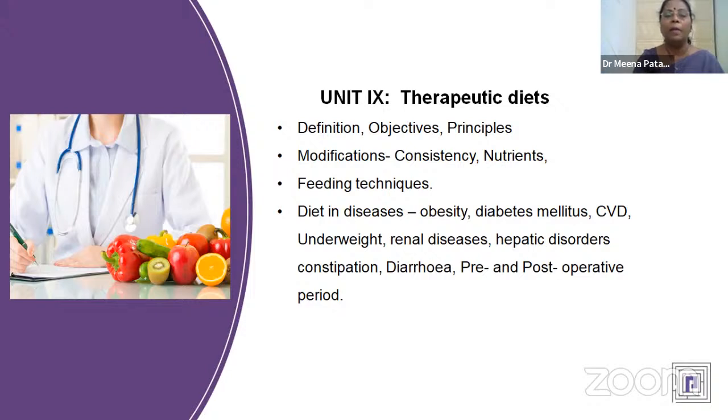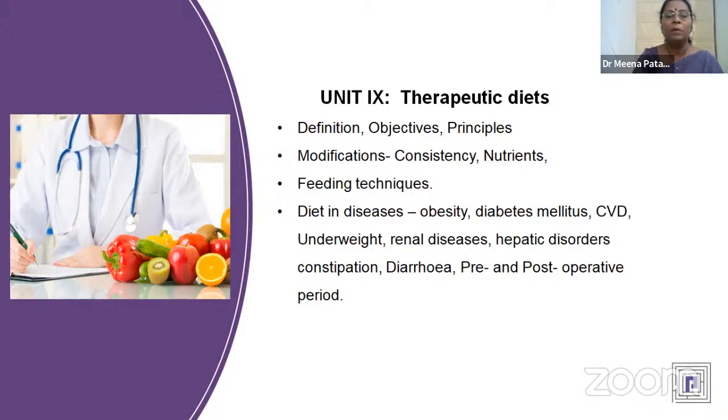For example, you alter the consistency, you can alter the nutrients, and you can alter the feeding techniques also. Consistency means a soft diet, a semi-solid diet. Now, nutrient modifications can be a low sodium diet, a low fat diet or a high protein diet or a low protein diet. That is modification in nutrients. Now, feeding techniques, those studying nursing will know that it can be tube feeding, intravenous feeding, total parenteral nutrition, or partial parenteral nutrition.